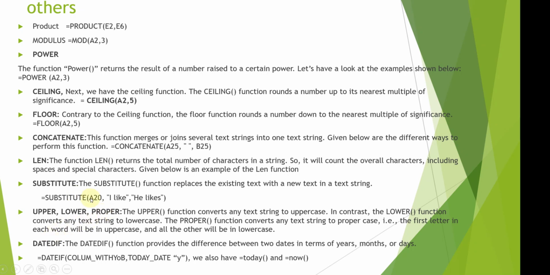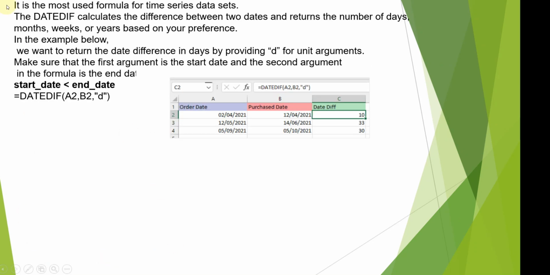DATEDIF. The DATEDIF function provides the difference between two dates in terms of years, months, or days. So equal DATEDIF with the column with your year of birth. This is actually used to calculate age. So we are going to do something like that when we get there. Another thing is about dates, and you can see that we have an example here.